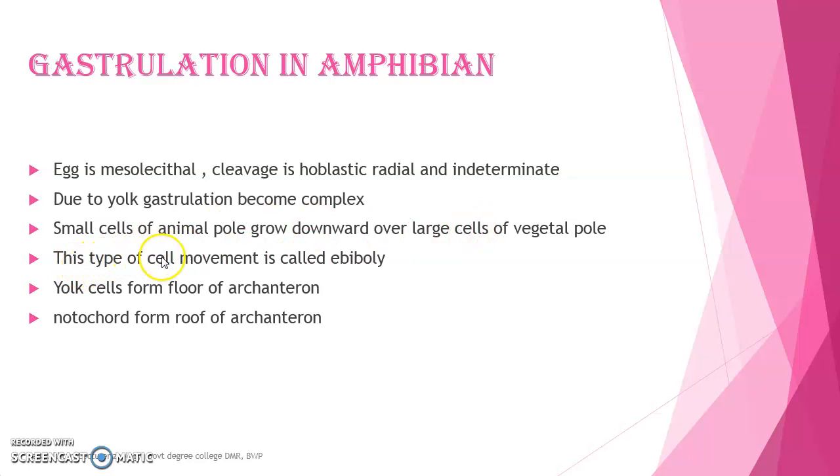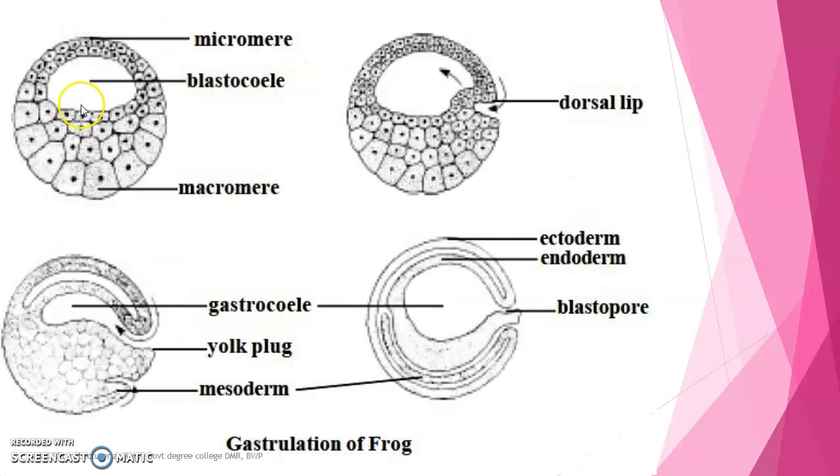This type of cell movement in amphibians is called epiboly, in which the cells of the animal pole move downwards over the cells of the vegetal pole. The yolk cells form the floor of the archenteron. This is the cavity formed during gastrulation, while the notochord forms the roof of the archenteron. Notochord later on develops into vertical columns.